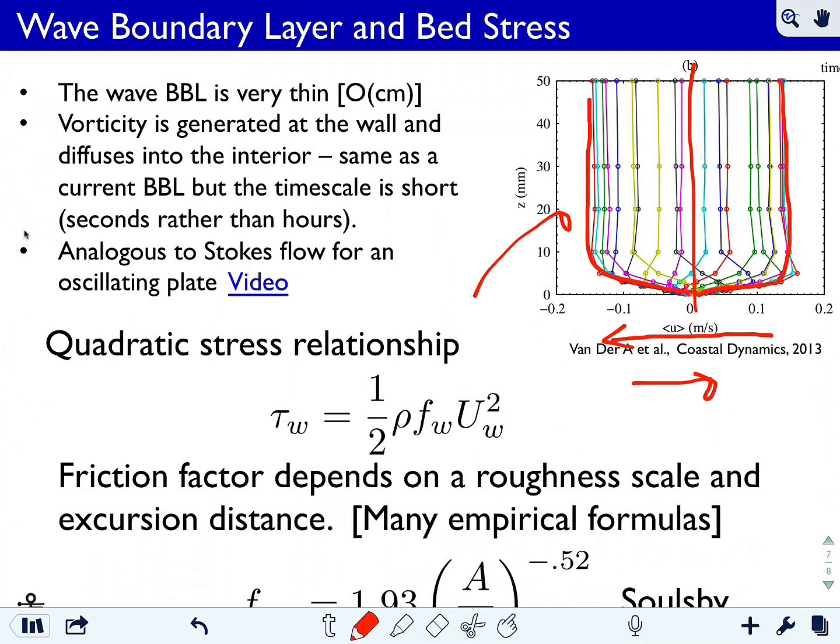So it does generate little thin boundary layers on the bottom. This is millimeter scale here. So you're talking about a wave boundary layer on the order of millimeters compared to a current boundary layer, which can be on the order of meters. That is because there's simply not enough time to set up the boundary layer. So it's confined to a thin layer, and that means even though the velocities might be weak, the stresses can be big because the velocity is changing rapidly over a very short distance.